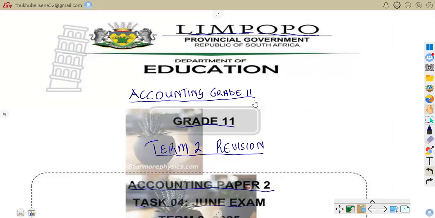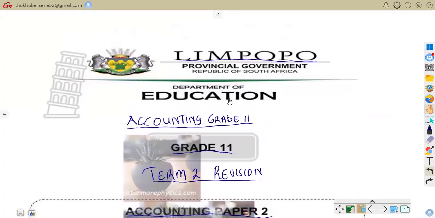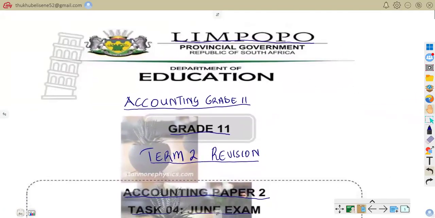Let me welcome you to Medzone African Motifs, whereby today we are going to be on accounting grade 11. We are going to do term 2 revision of our accounting grade 11. So we are going to prepare ourselves with the question paper that was written in Limpopo.